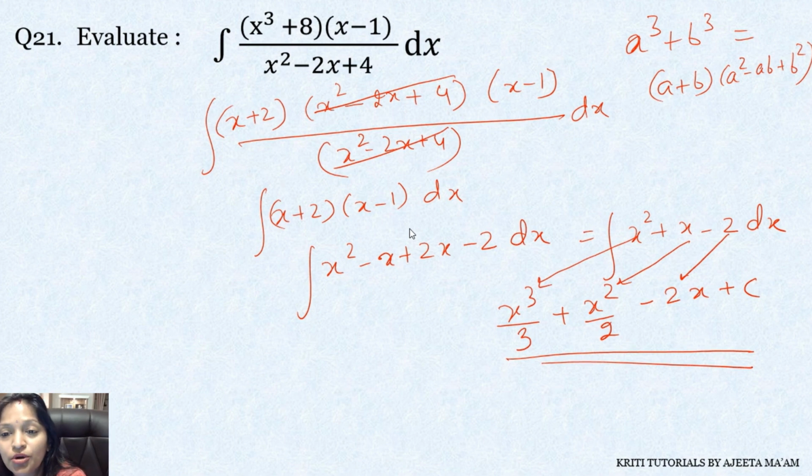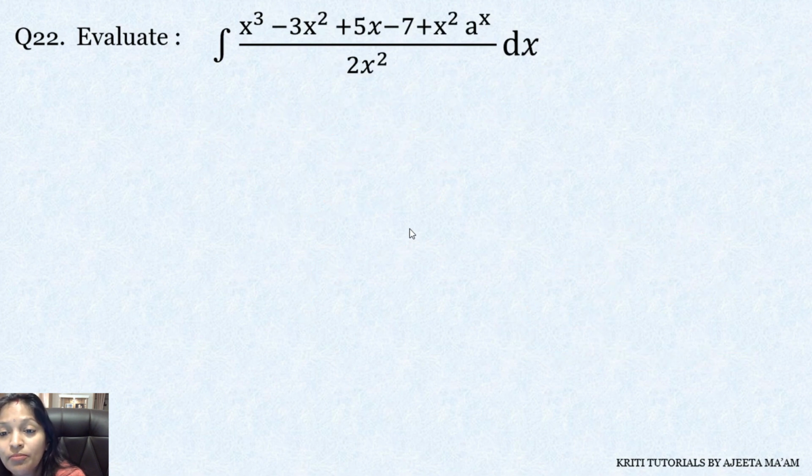Now, question number 22. x cube minus 3x square plus 7x minus 7 plus x square, a raised to x. Oh, a raised to x is also there.